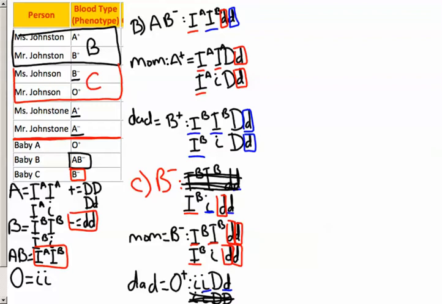All right, now let's take a look. All we have left is baby A. Baby A is blood type O positive. So this baby would have to have little I, little I, big D, or the genotype little I, little I, big D, little d. From process of elimination, we know that this baby has to come from the Johnstones.